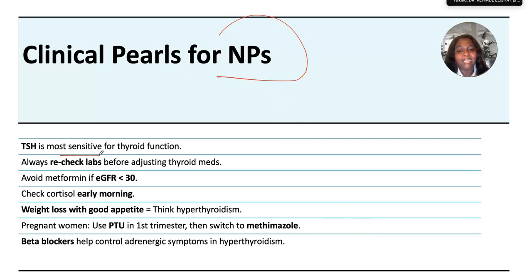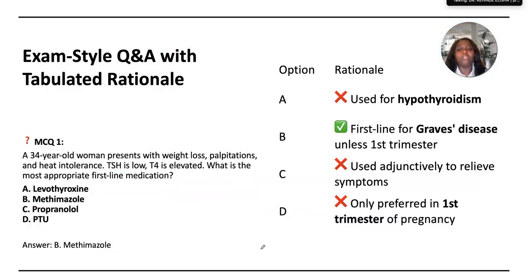TSH is the most sensitive test for thyroid function. If your thyroid function is off, TSH level is one of the gold standards that we want to obtain to ensure that we nail the right diagnosis. Then always check labs before adjusting thyroid meds. Avoid metformin if the eGFR is less than 30. We don't want to take things further down. Check cortisol every morning. Weight loss with good appetite, you think hyperthyroidism. Pregnant women use PTU in the first trimester, then switch to methimazole. Beta blockers help control adrenergic symptoms in hyperthyroidism.